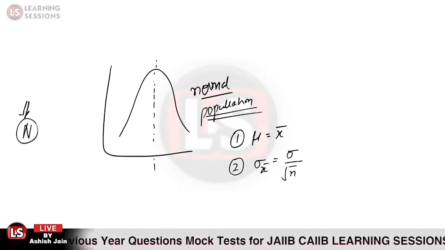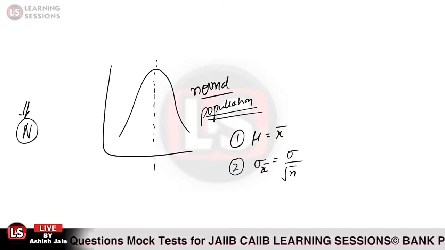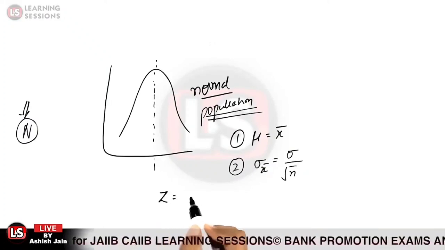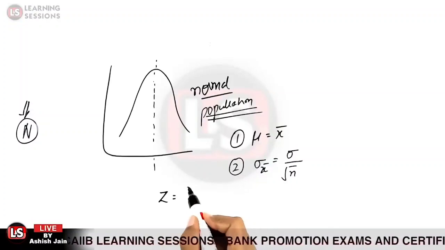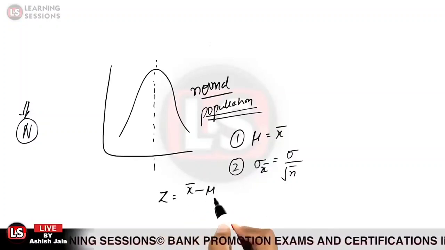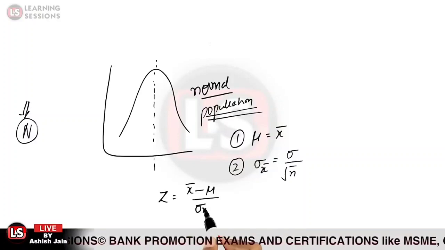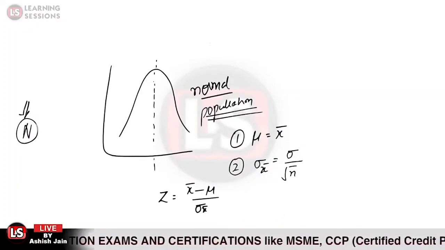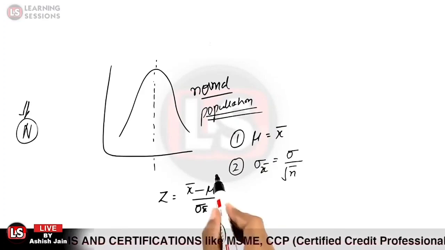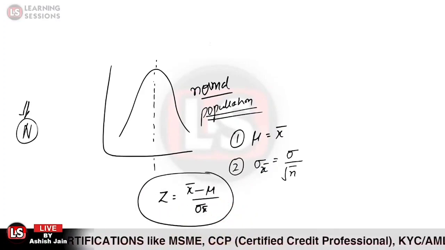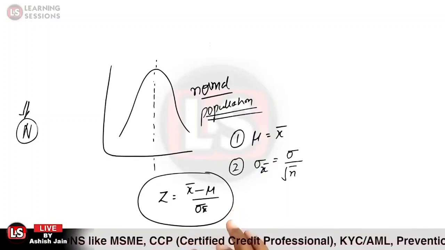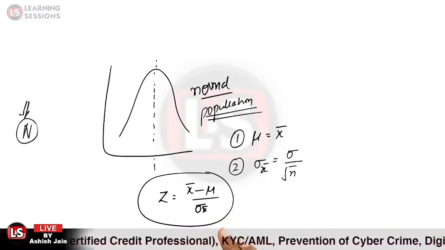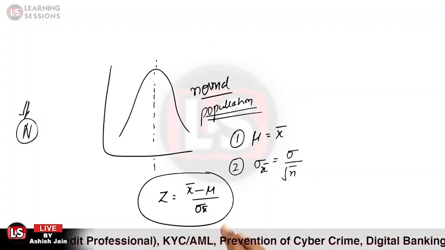And further, you also need to memorize one particular part that is related to the Z value, which we'll be using for solving the numericals. So in that case, Z value is equal to x bar minus mu divided by sigma x bar. You need to memorize this formula: Z is equal to x bar minus mu divided by sigma x bar. Now, how to use this in the numericals? So we will be considering that.